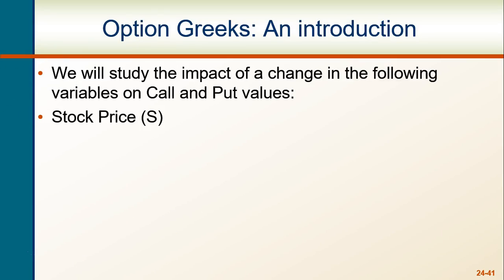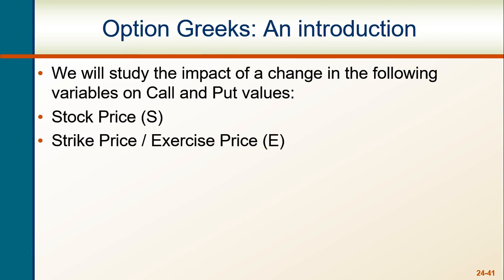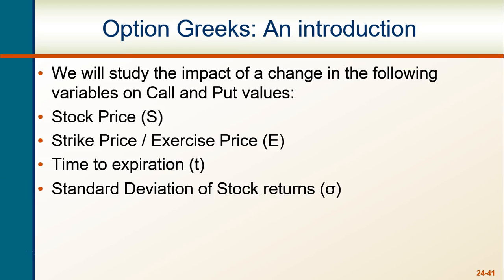Well, we have already come across these variables before, and they include the stock price, the strike price, which is also known as the exercise price, the time to expiration, the standard deviation of stock returns, and the risk-free rate. We have not included, in the entire framework, the dividends paid by a stock. So please remember that in this particular course, we are using non-dividend paying stocks.